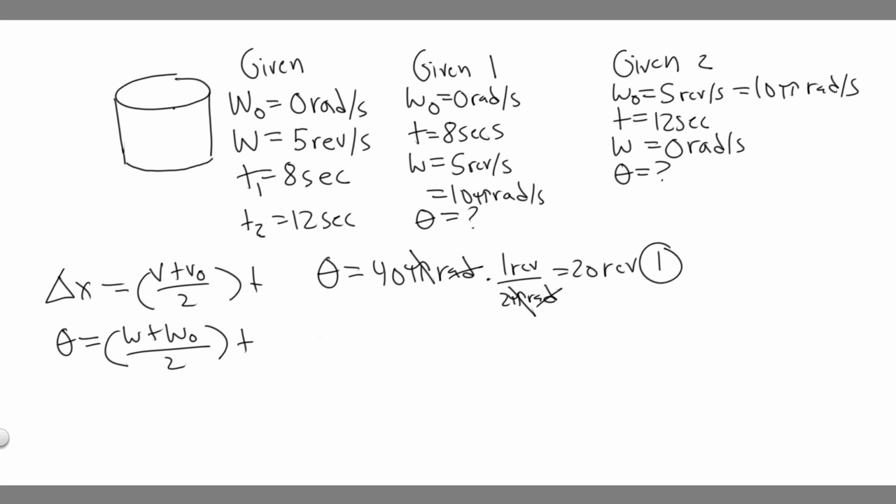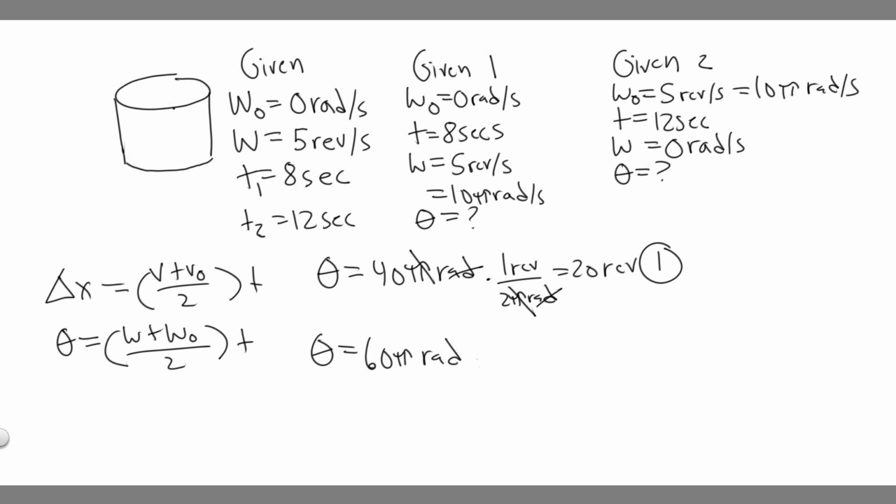Now let's do the second interval. Theta is equal to, using this equation, omega, which is 0 for this one, plus omega 0, which is 10 pi. 10 pi plus 0 is 10 pi. We're dividing by 2 and then multiplying by the time. This one goes on for 12 seconds, so multiplying by 12. 12 divided by 2 is 6, so we're multiplying 10 pi times 6. This is going to be 60 pi radians.